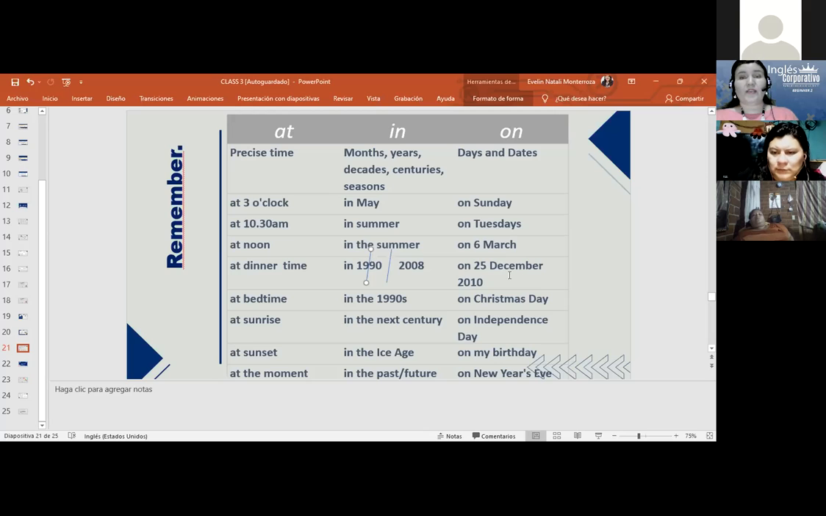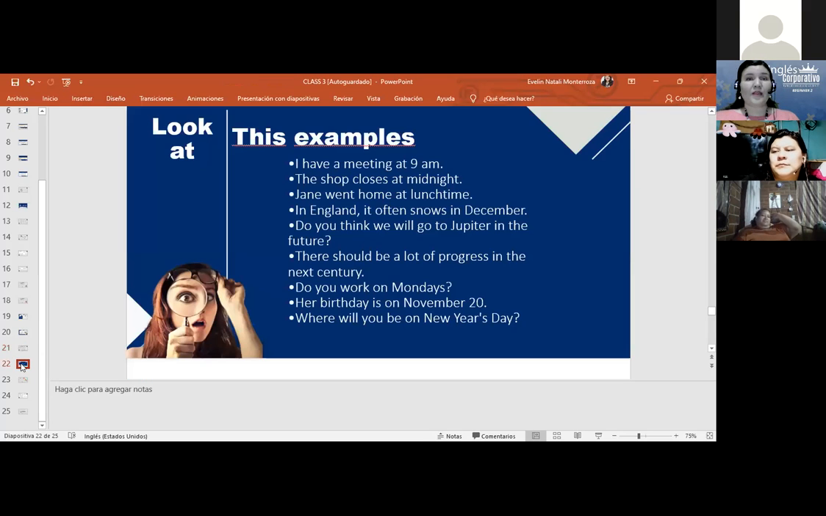Okay, on 25th December, on my birthday, and on New Year's Eve. So this is clear when you use at, when you use in, and when you use on. Please don't mix them. Don't confuse them, okay? Because that's the most common problem. But now that you know the order, it's not very common for that to happen.